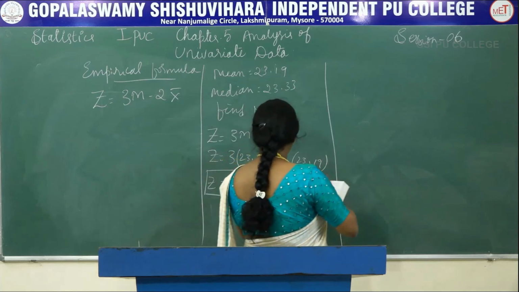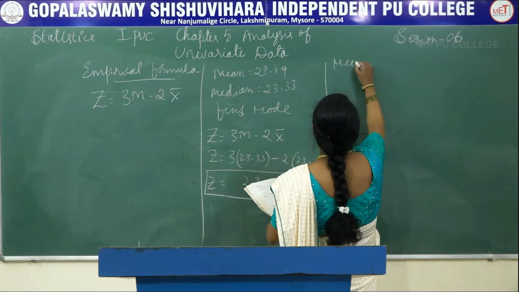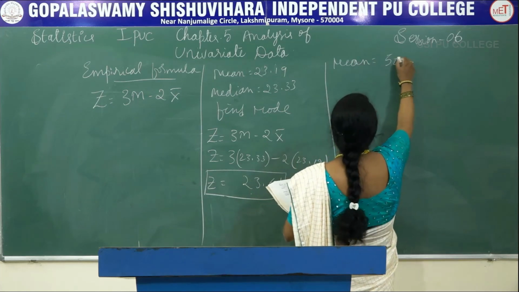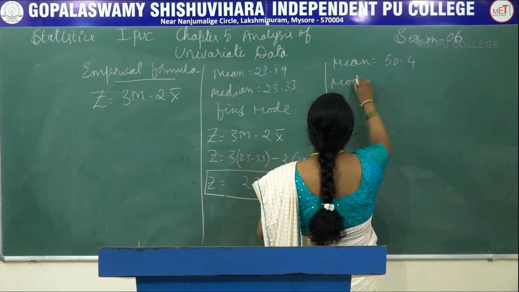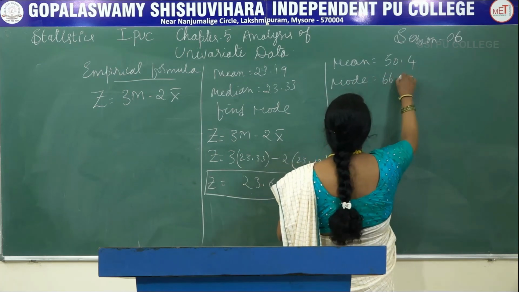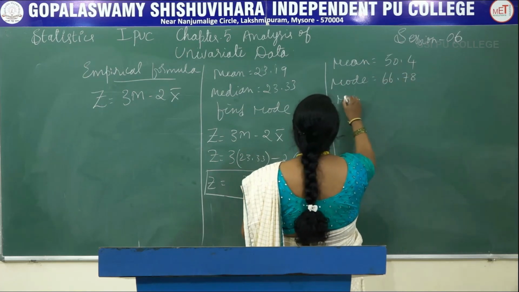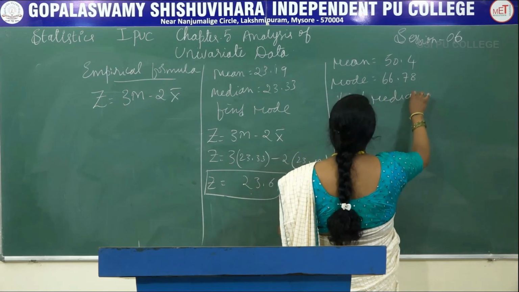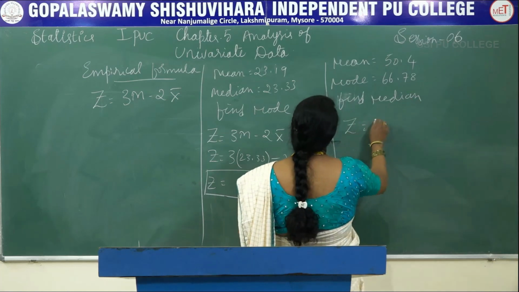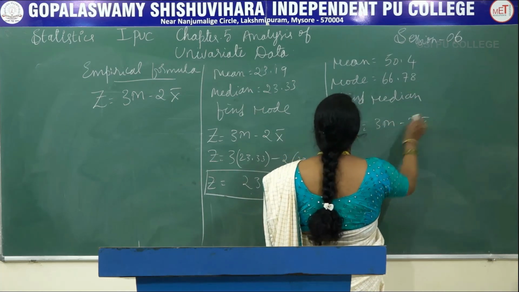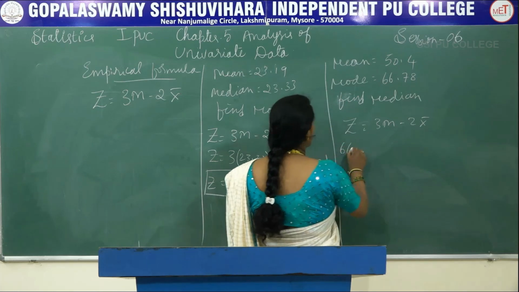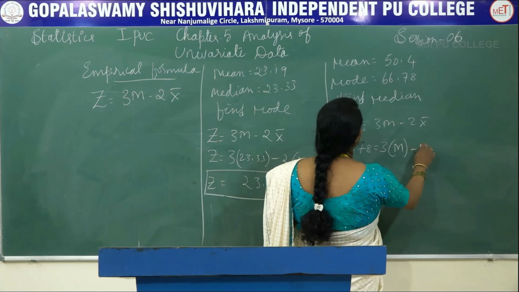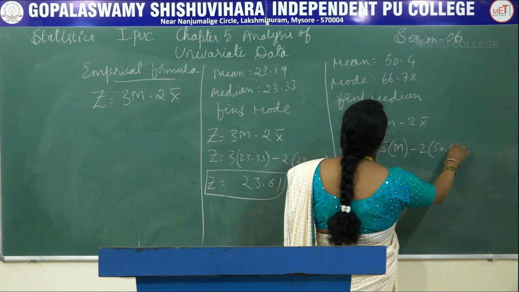And next, here they have given the mean value. Mean is equal to 50.4. Mode they have given, mode is equal to 66.78, and find the median. So we know that Z is equal to 3 median minus 2 mean. So Z, that is mode, is 66.78. Median we don't know, and the mean value is 50.4.